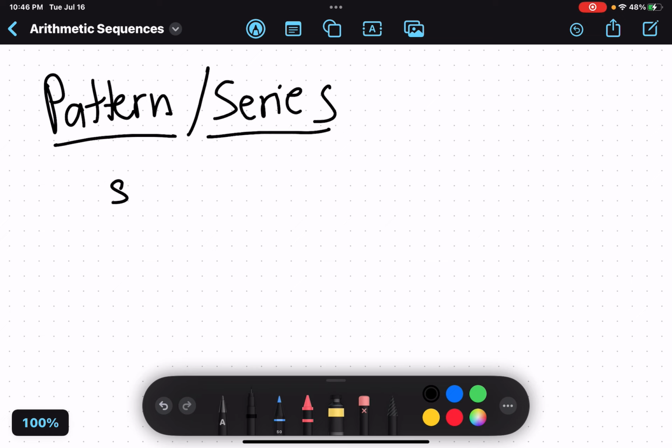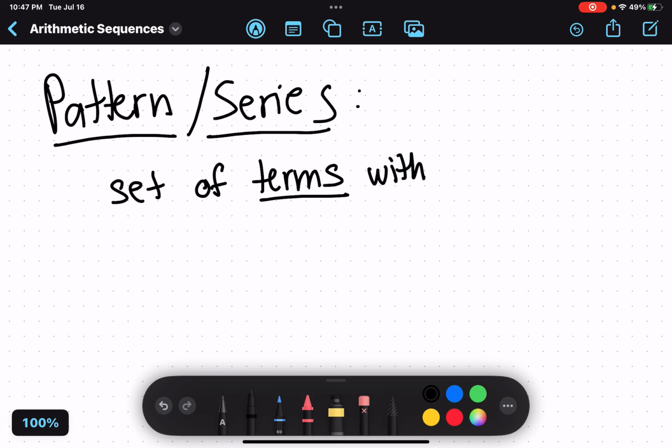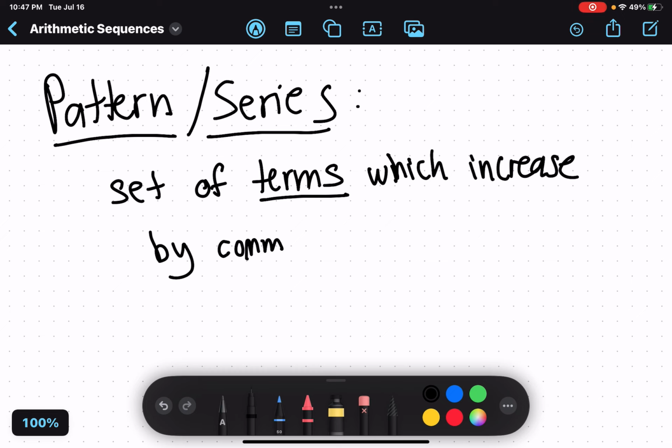Basically, it is a set of terms which increase by a common amount. Let's say, if I said rate, that would mean multiplication. So let's just say which increase by a common amount.